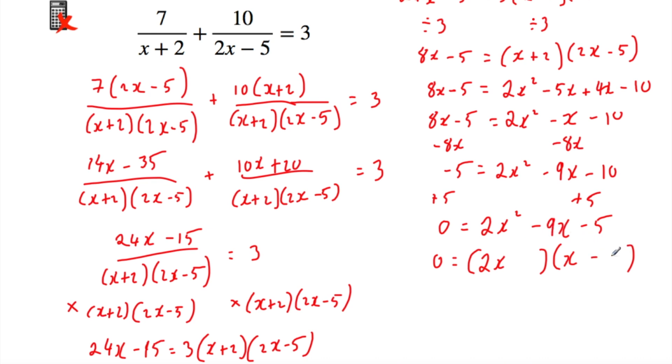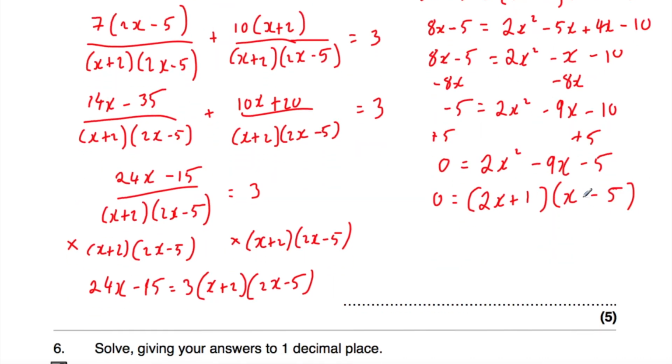So I'm thinking if we put a minus 5 there, that'll be 2x times minus 5 would be minus 10x's. And then a plus 1 there, because 1 times minus 5 would be minus 5. And if we expand these brackets, we would get that minus 9x in the middle. Okay, we're almost there. This bracket, we want it to equal 0, so x will equal 5. And then in terms of this bracket, we've got 2x plus 1.